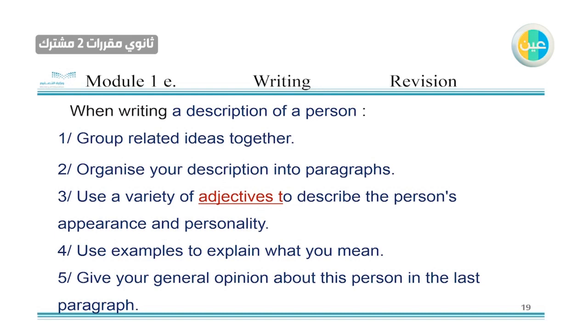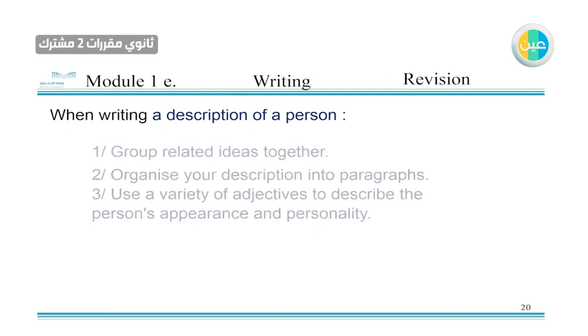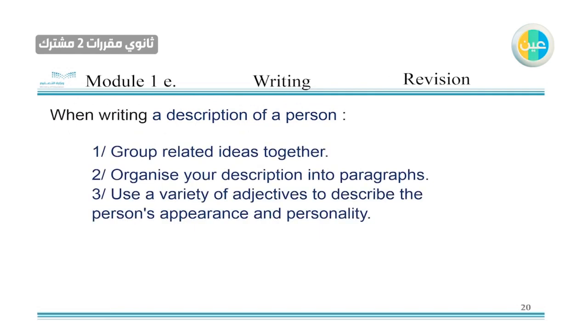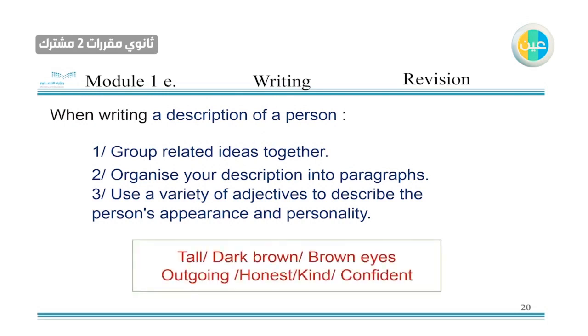Now, it's very important to use examples to explain what you mean, and you give a general opinion about that person in the last paragraph. For example, you group the related ideas together, like this is about appearance, this is about personality, this is how I feel about him. You organize it, and you use different adjectives. Like here, I'm showing you a few examples.